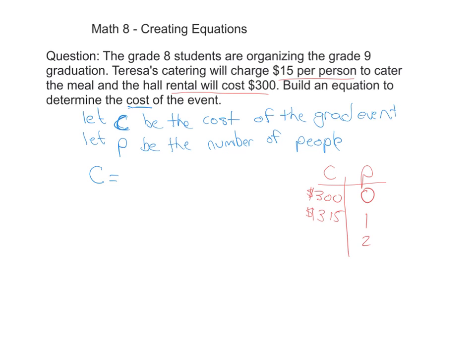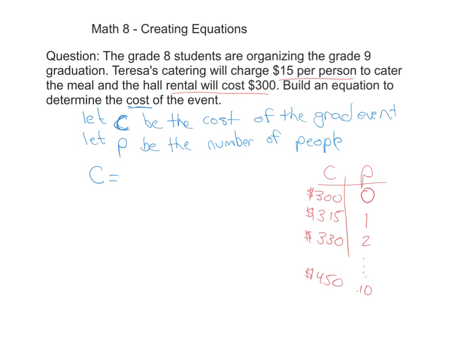Let's say 2 people show up. That will be 2 times 15. That means we've got $30 for food and a $300 rental, so it's going to be $330. Well, let's skip down a little bit. Let's say 10 people show up. How are we going to do that? It costs $15 per person. We multiply by 10 people, which would be $150. The hall cost is $300. So 150 plus 300 gives us 450.